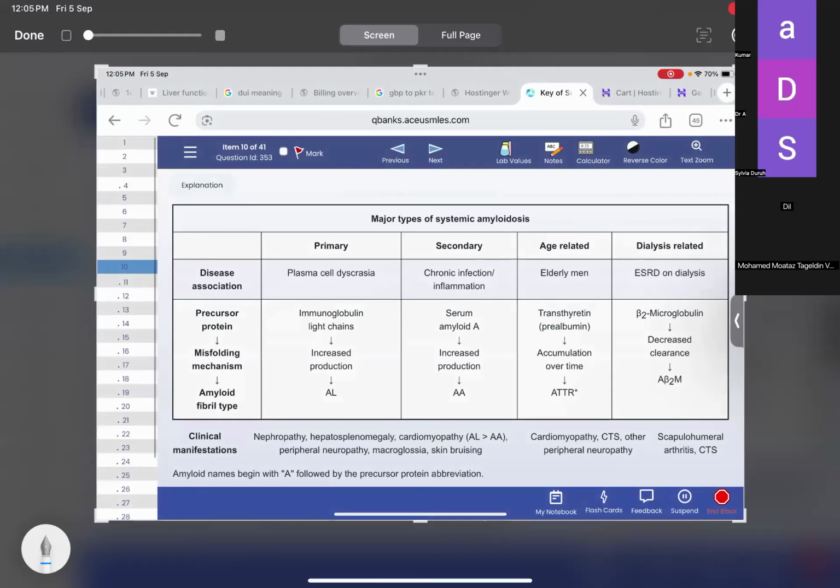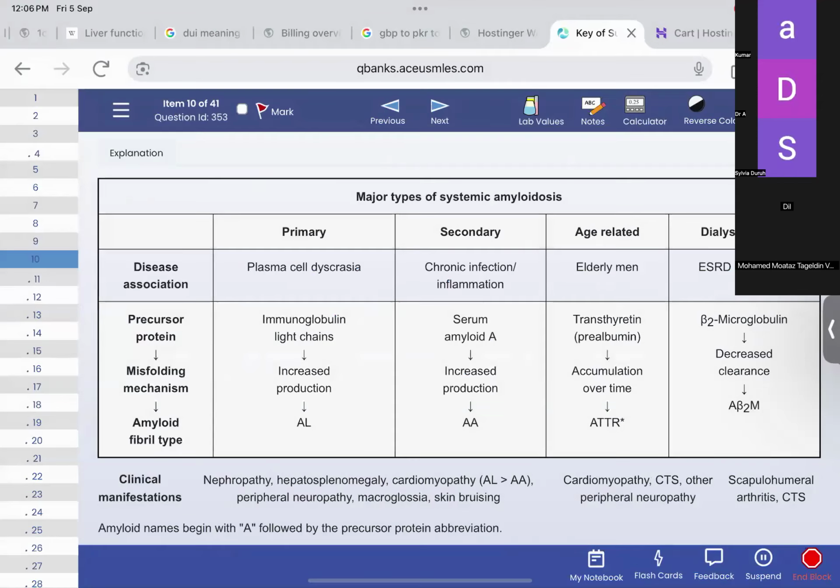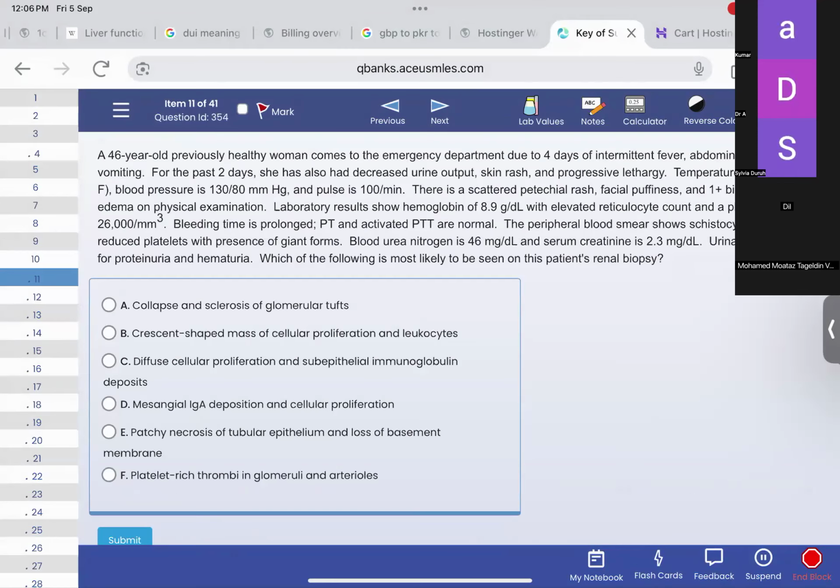So multiple myeloma, light chain. Chronic inflammation and infections, TB, etc., serum amyloid A. Elderly man, transthyretin. And most importantly, in end-stage renal disease on dialysis, beta-2 microglobulin. Okay, got this?